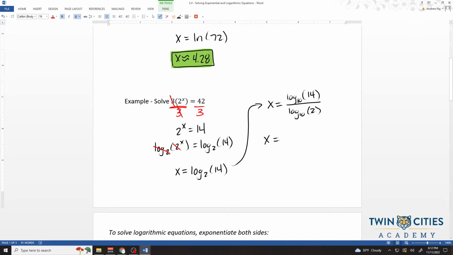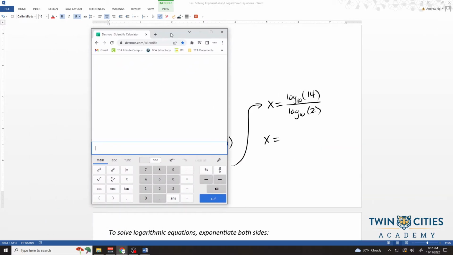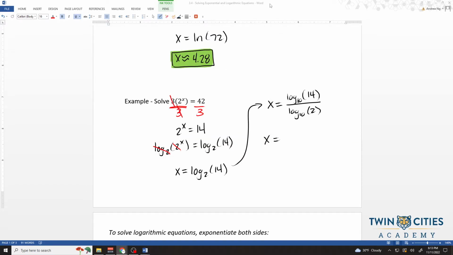X is equal to, let's bring this back over, log base 10 of 14 over log base 10 of 2. Remember that your calculator might not show you the base 10 here. It's assuming the common base, so it's assuming log base 10. So this is 3.807. We'll round that to 3.81. So x is roughly 3.81.